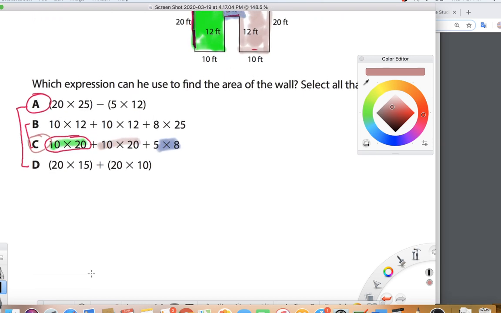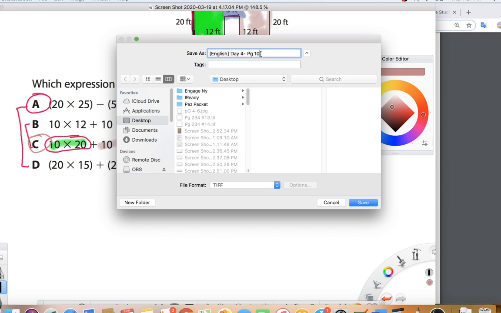Oh, okay, actually, there's no other page. All right, so let me save this real quick. I don't even know. Just put day 4. We'll find out which one it is after that.